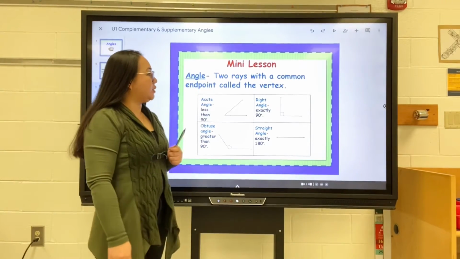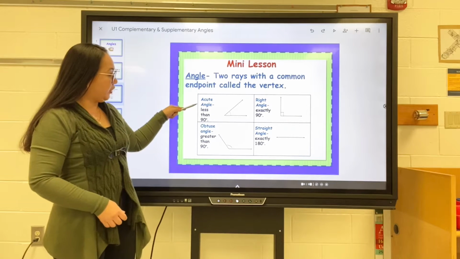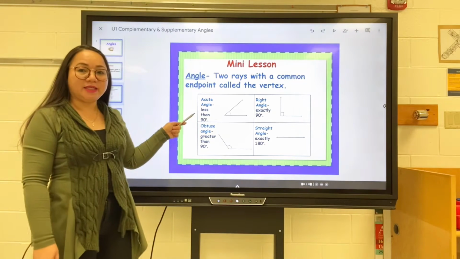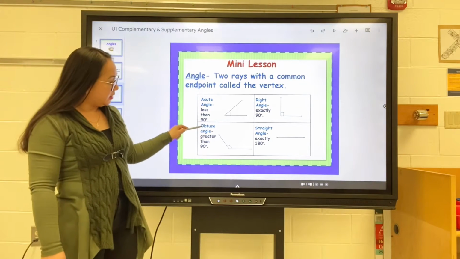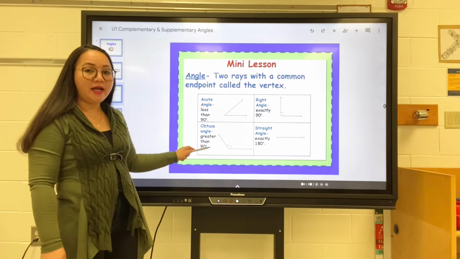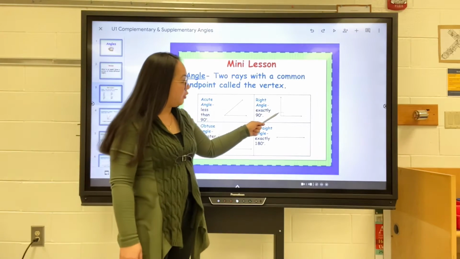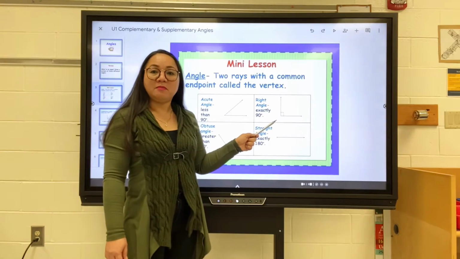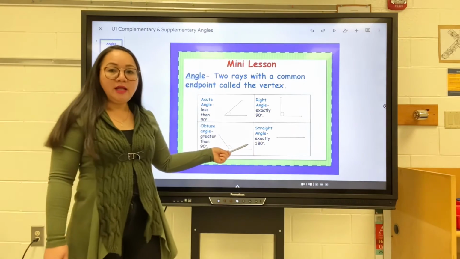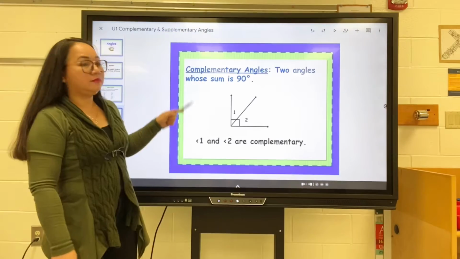An angle is two rays with a common endpoint called the vertex. So here we have an acute angle and this is how it looks, and it measures less than 90 degrees. The second one is an obtuse angle, and as you see, it measures greater than 90 degrees. This one is a right angle, and you notice that it forms a square corner. That means it measures 90 degrees. This one here is a straight angle, and it measures exactly 180 degrees.